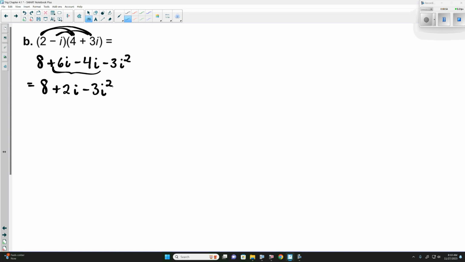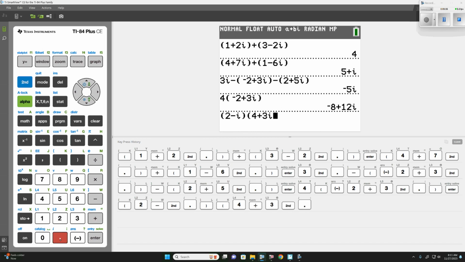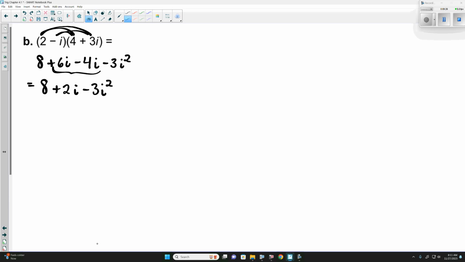Now there is more steps to it, and we'll get to that in a second. Now, if we type it in a calculator, 2 minus I times 4 plus 3I. We don't have to put the multiplication between the two sets of parentheses. The calculator understands when we have two sets of parentheses right next to each other that we are indeed multiplying. Enter, we get 11 plus 2I. That's a little different. Yes? Because it doesn't give us the negative 3I squared.